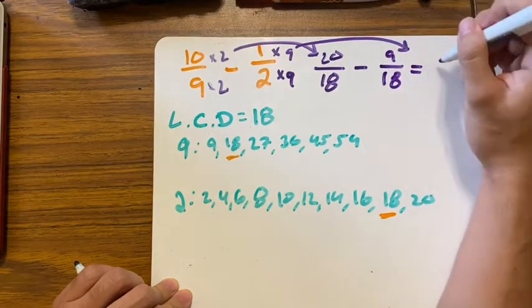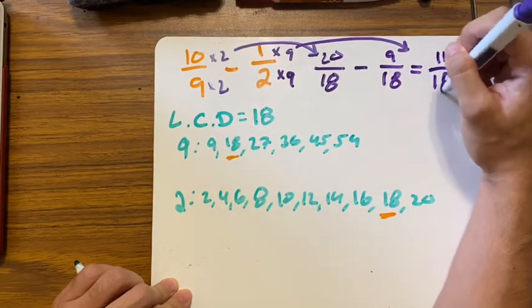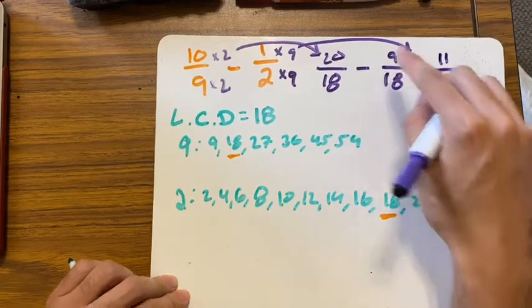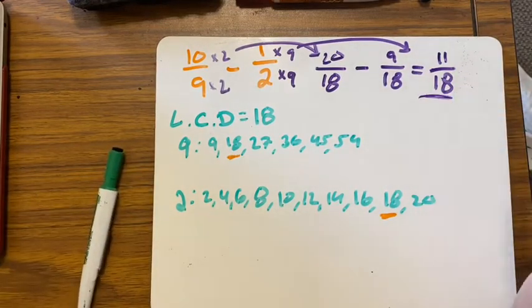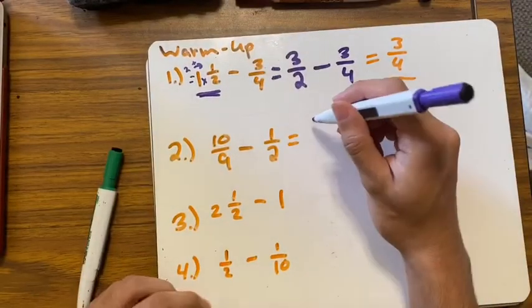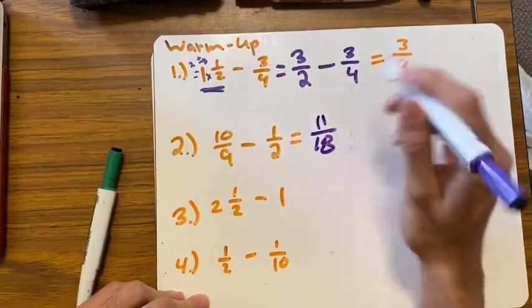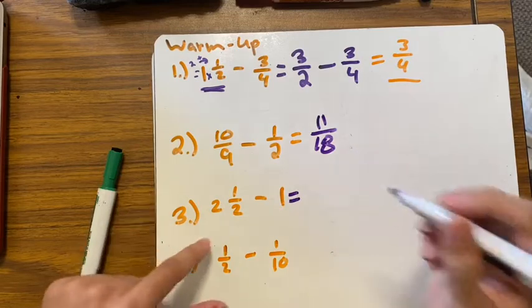20 minus 9, that is 11 over 18. And look, my denominators are the same, so I went ahead and subtracted. So that's my final answer, 11 over 18. Okay, now let's go ahead and do this one.